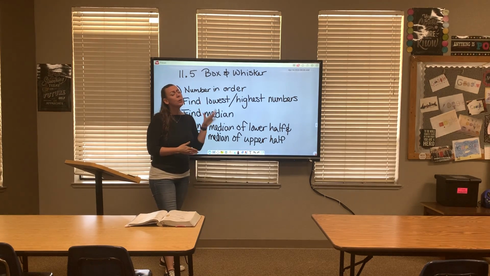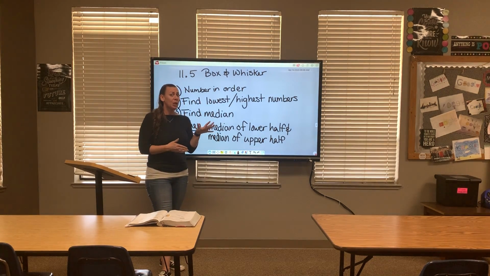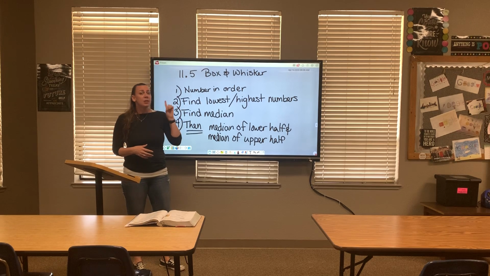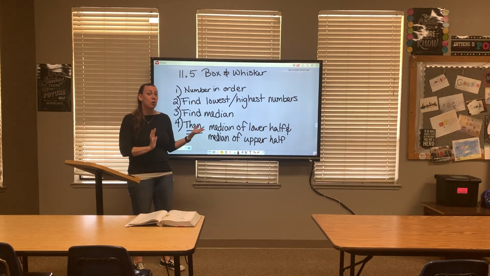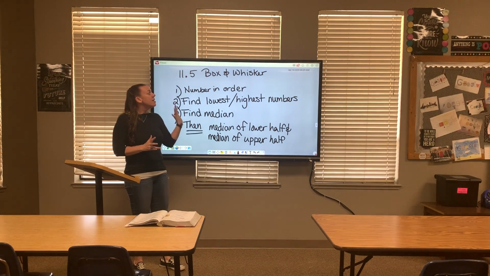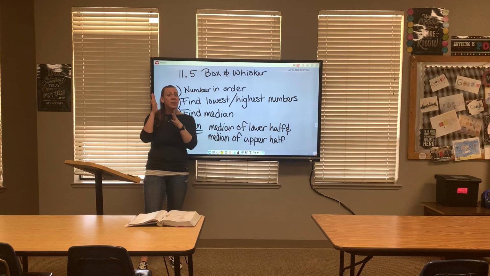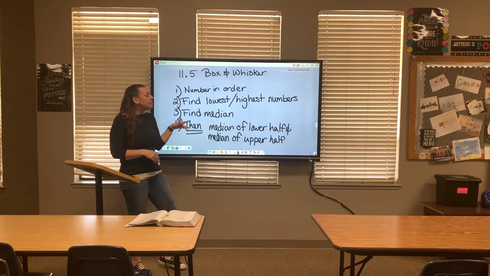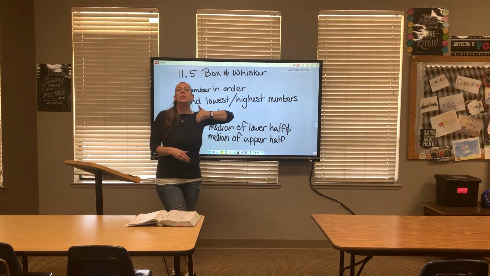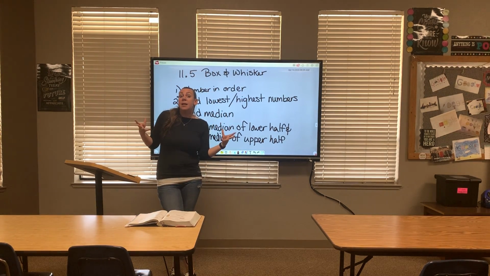So we want to go through the steps of box and whisker plots first. Our first step is always going to be to number in order. So put your numbers in numerical order, the information that they give you. The next thing we're going to do is find the lowest and the highest numbers. Just like with that stem and leaf, you want to find the lowest number, you want to find the highest number, okay? And then we're going to find the median. Remember, your median number is the one that's right in the middle. So if you have an even number of numbers, you are going to find the mean or the average between those two that you find in the middle to get the median.